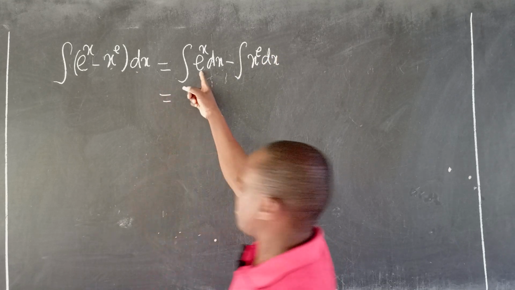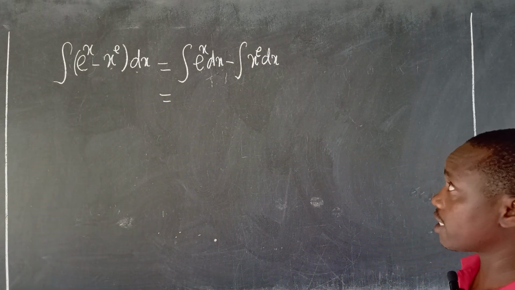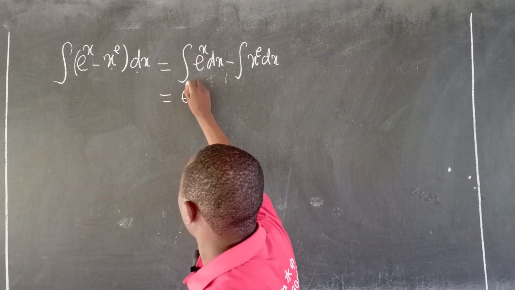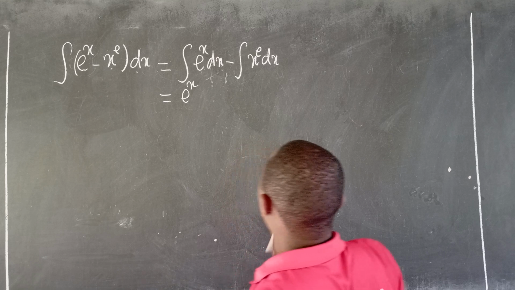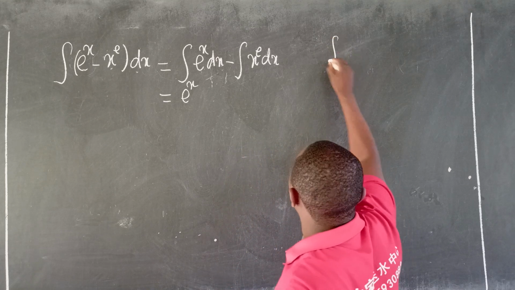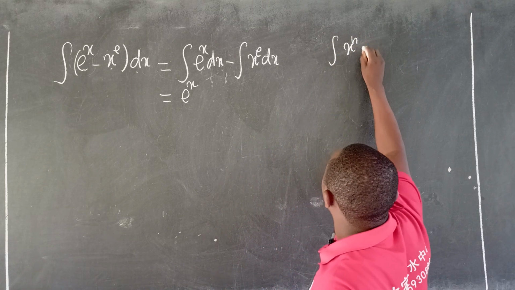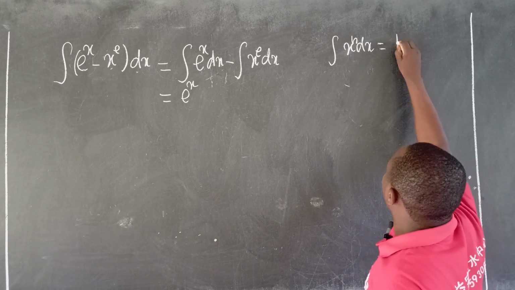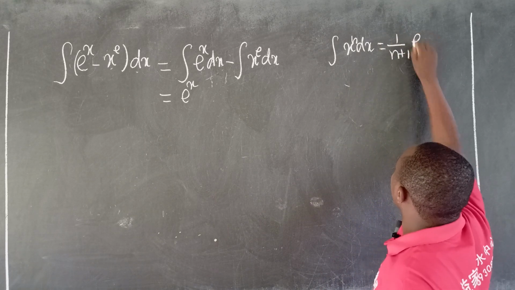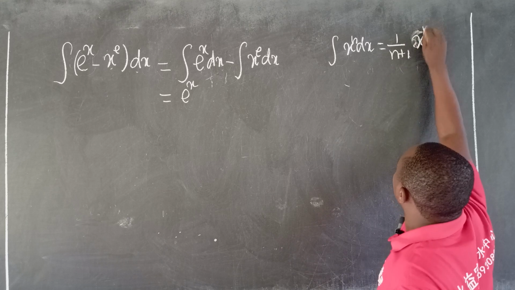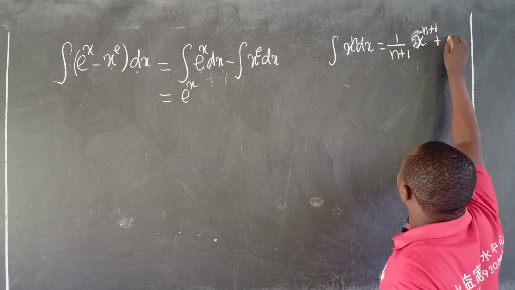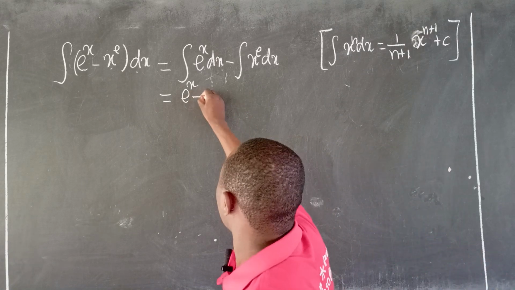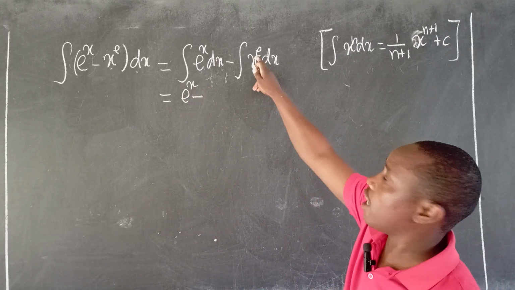Here, as you see, an integral of exponential of x stays as it is. It's e to the x, and we know the integral of x to the power n dx is 1 over n plus 1, so x to the n plus 1, plus a constant. So this will be an integral of this here.